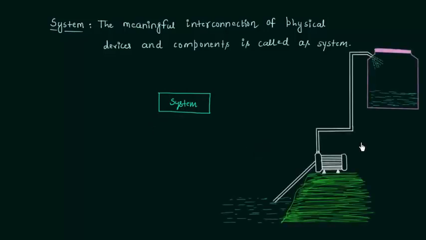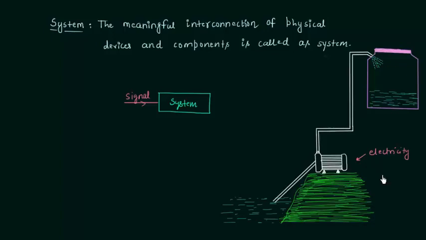For example, let's say we want to fill the overhead tank with water using a pump. So pump is a system, but alone it will not be able to complete the task. So the system, which is the pump, must be linked to a signal, and in this case the signal is electricity. We need to provide the electricity to this pump so that it can pump the water to the overhead tank.